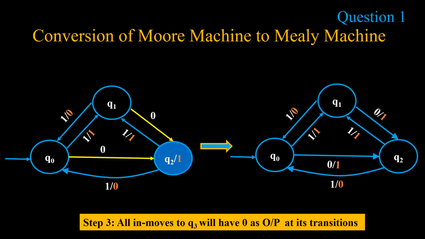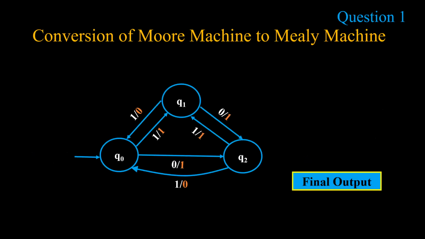Now we will move towards the third state, that is Q2. In Q2 we had two moves which were coming, one from Q0 on 0, another from Q1 on 0. We will change both these moves, from state Q2 slash 1, to transitions with output 1. So this is the final output which we get.